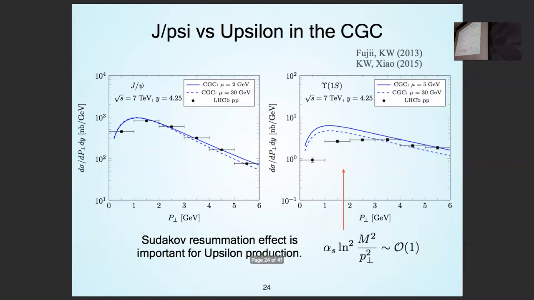So this is J/psi and upsilon production cross section in pp collisions in the hybrid model, quarkonium plus CGC. So this is upsilon production. Clearly this result tells us that large stack of logarithms is needed to take into account for upsilon production.